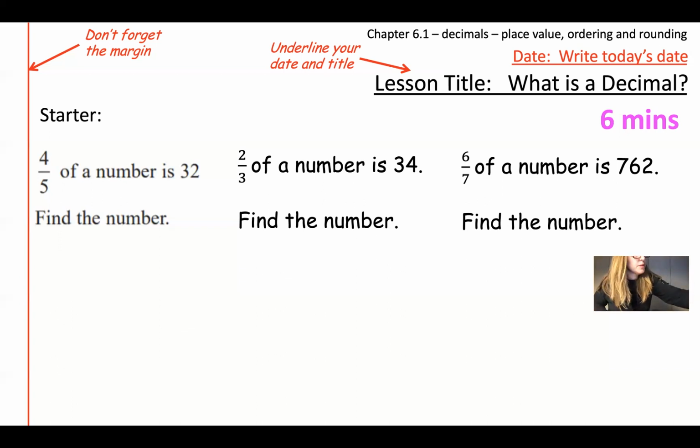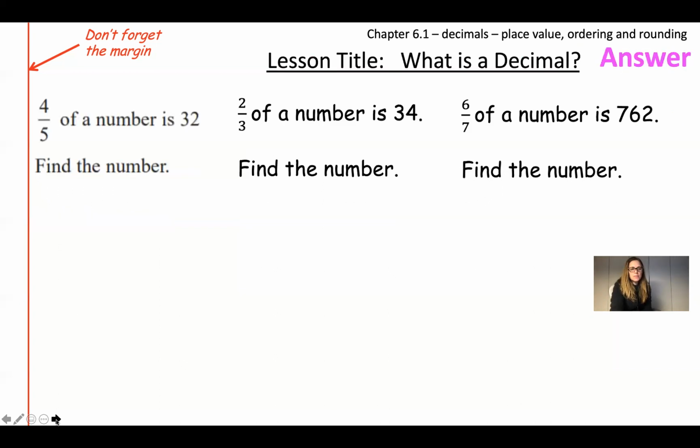Okay, time's up. Let's take a look at the answers. Remember that 4/5 of the number is 32, therefore the whole number itself. Well, maybe before I reveal the answer, if 4/5 of a number is 32, then 1/5 of the number would be 32 divided by 4. Maybe that helps you with the solution. If you want to pause it and have another go, you can. Otherwise, let's take a look.